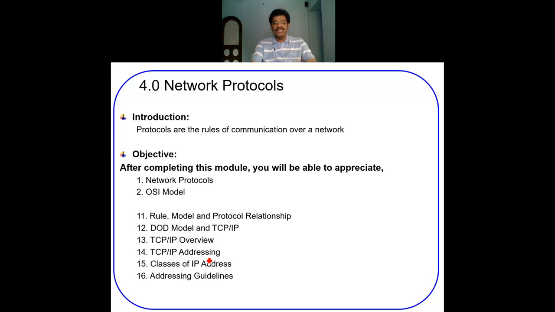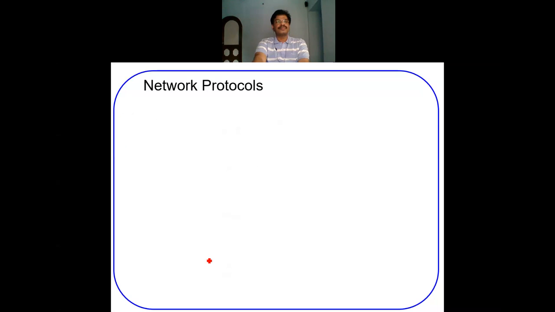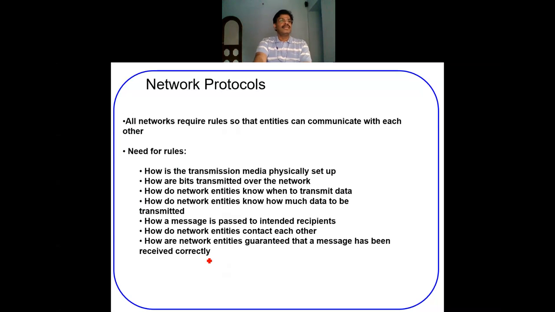We use this concept of layered configuration. In this layered configuration, the rules are specified for the network protocols. The network protocols define how the transmission media is physically set up, how bits are transmitted over the network. It's about digital communication. Remember, how do network entities know when to transmit the data or when to interface the data with the communication media?